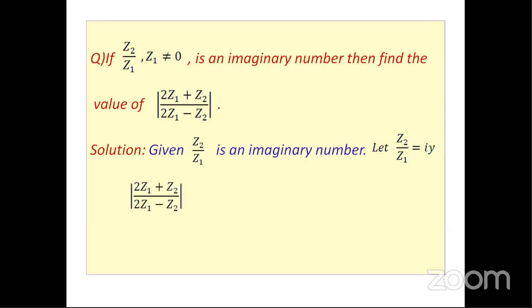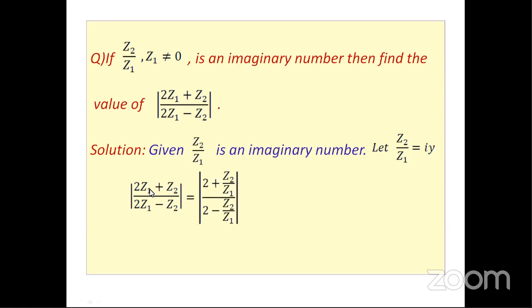Now, we will just take our question, modulus of 2z1 plus z2 by 2z1 minus z2. But directly, we know the condition as z2 by z1 is equal to iy. By some means, we will try to get z2 by z1 into the problem. How can I get that? If I divide the numerator with z1 and also the denominator with z1, then there is a chance of getting z2 by z1. Let us see that.